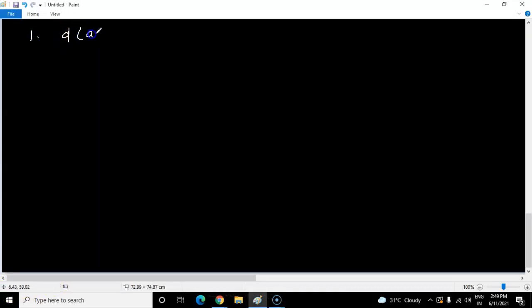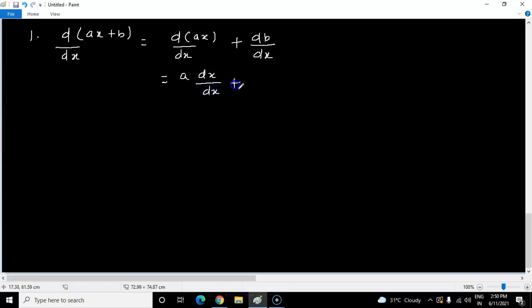Differentiate ax plus b with respect to x. As I said, if a plus is given, you can split it separately: differentiation of ax plus differentiation of b with respect to x. Here a is a constant, so we can take it outside, leaving dx by dx, and b is a constant, so its differentiation is 0. A into dx by dx, which we know is 1, so we write only a. Getting?